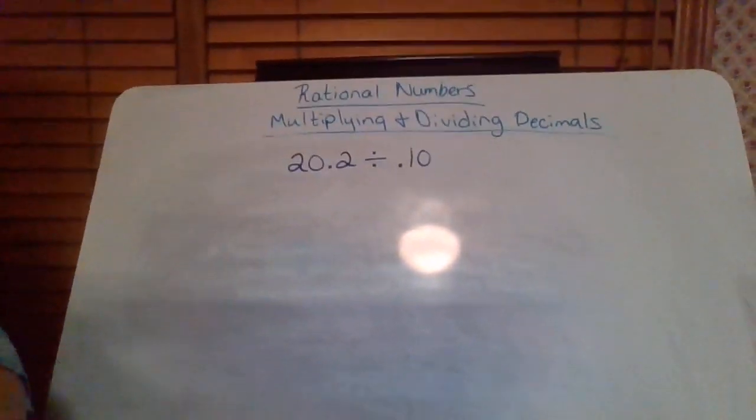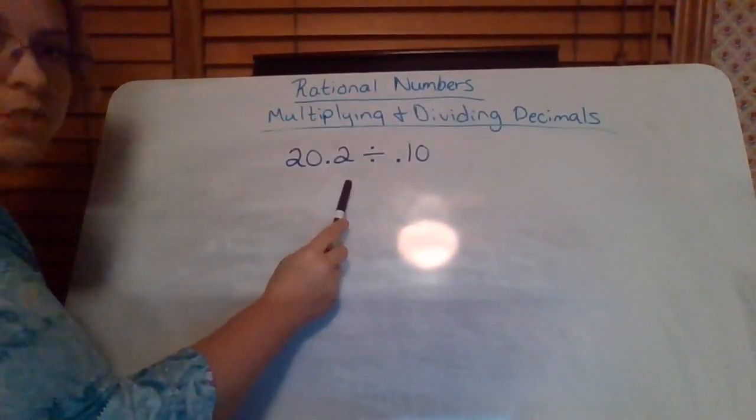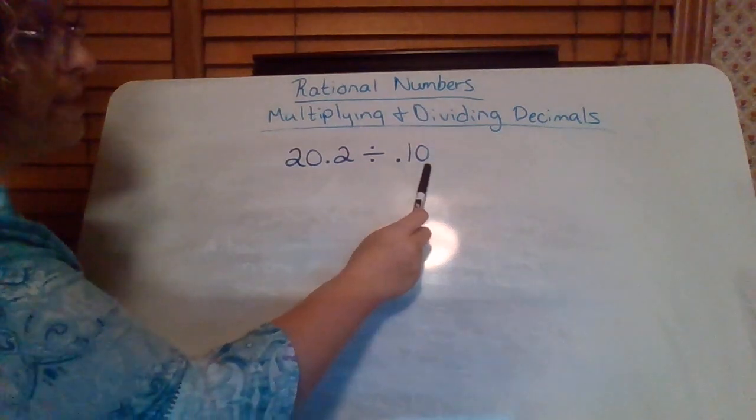All right. So example number 2. Let's say, we'll do a little bit smaller. We'll say we have 20.2 divided by 0.10. All right. Now remember, whatever you're dividing by, it cannot have that decimal. Oh, you can't even see it. Sorry about that. Okay, so 20.2 divided by 0.10.